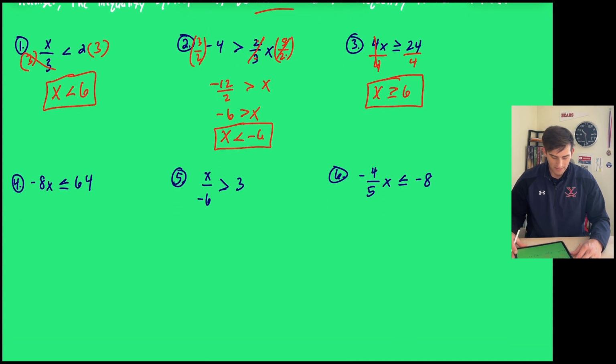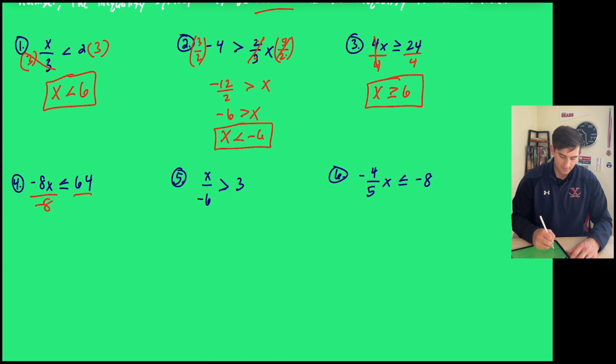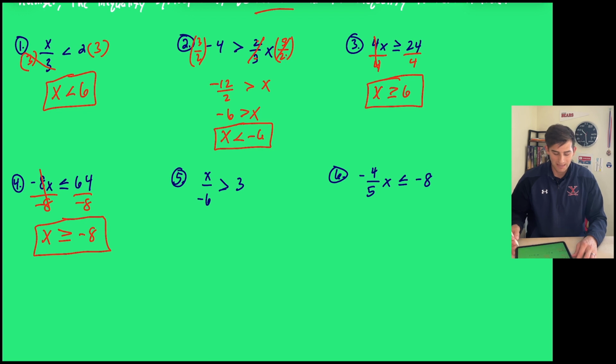So for number 4, we have negative 8x is less than or equal to 64. So let's divide both sides by negative 8. And now we're going to get x. We divided by a negative. So instead of less than or equal, we need greater than or equal. And 64 divided by negative 8 would be negative 8. So our answer for number 4 would be x is greater than or equal to negative 8.